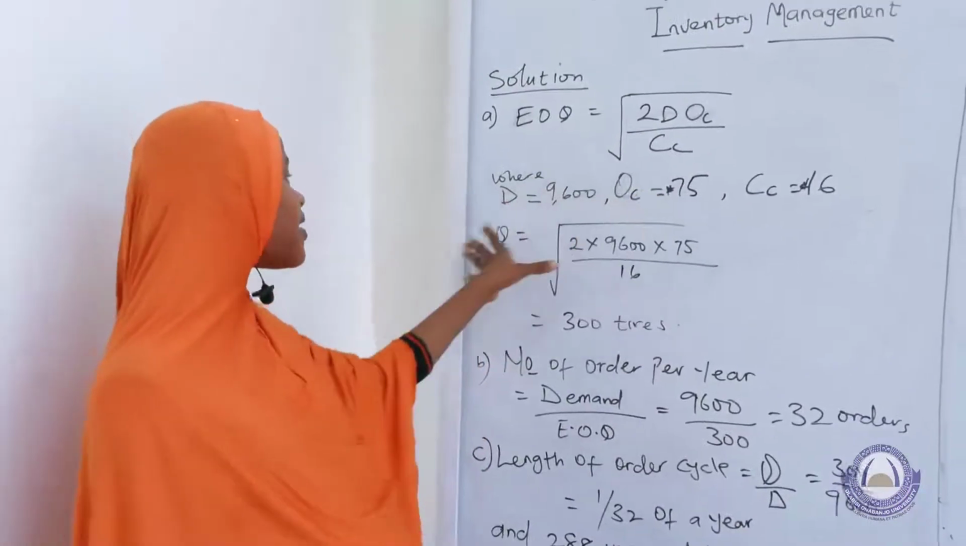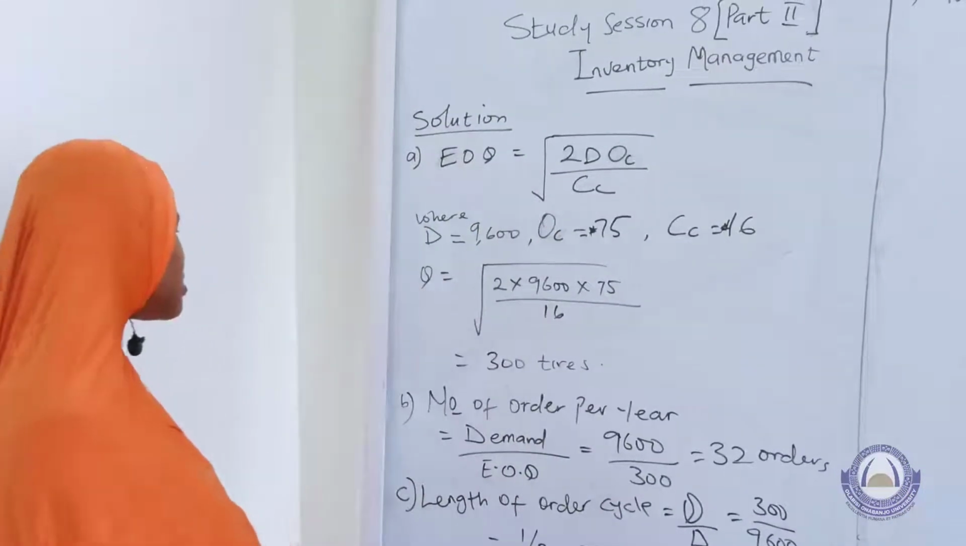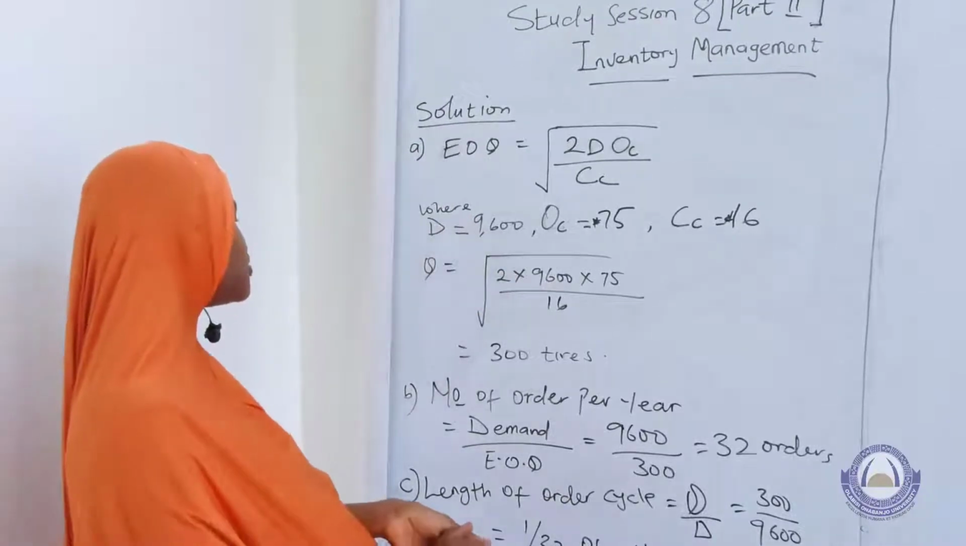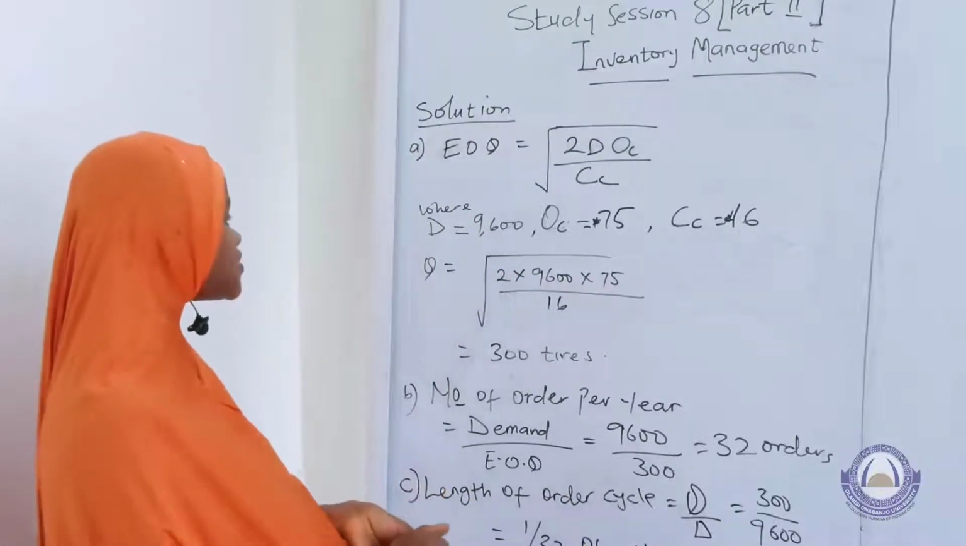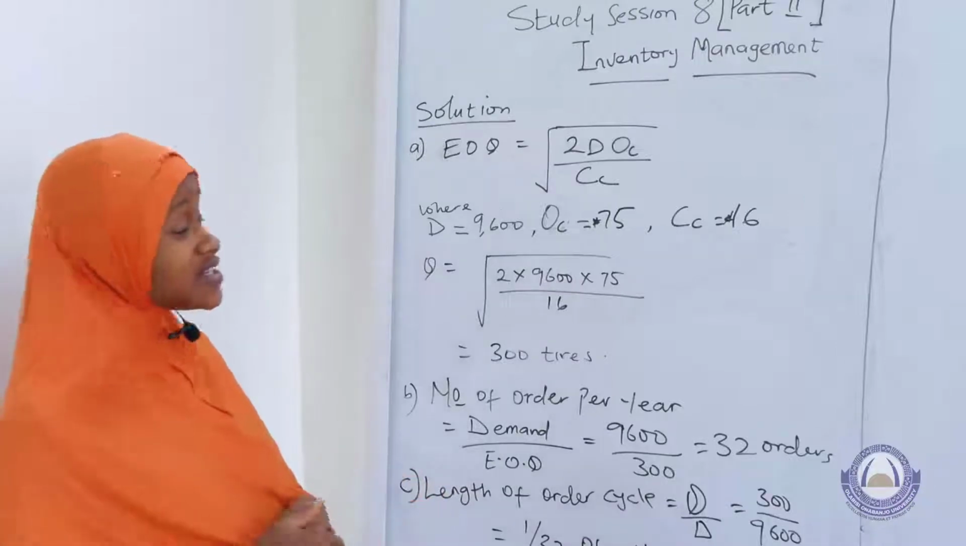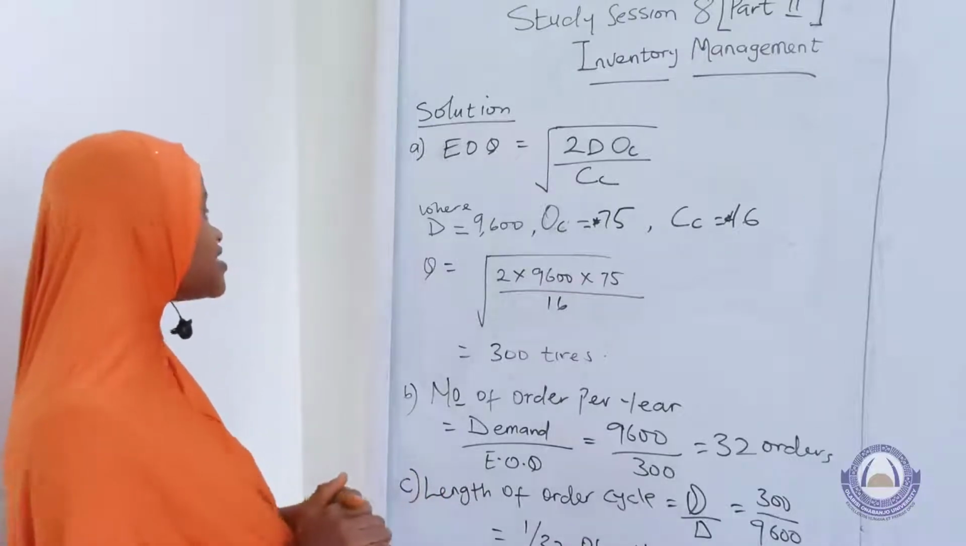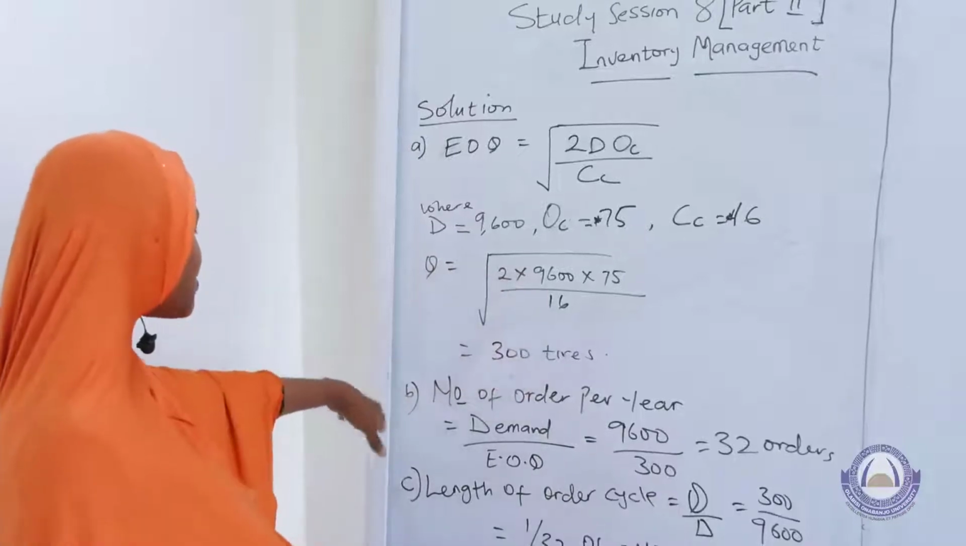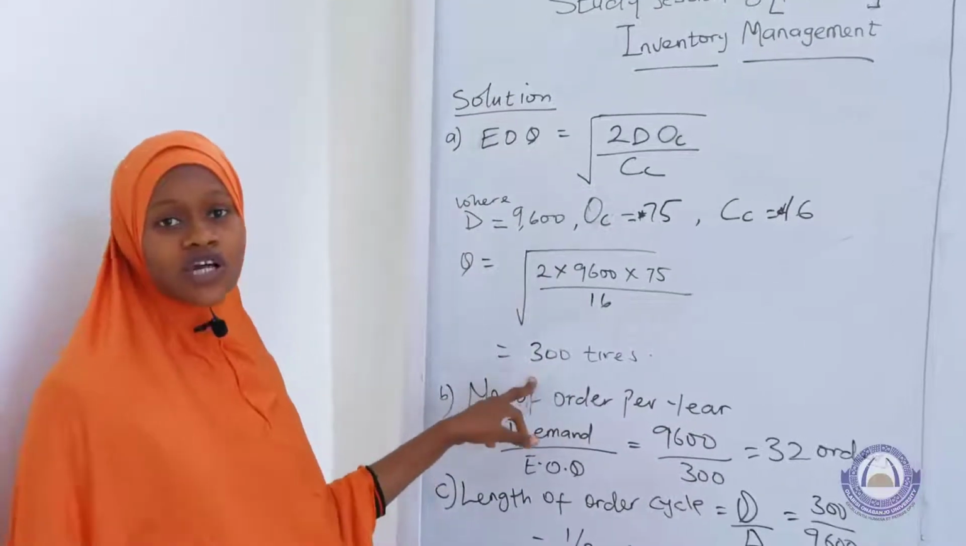To the solution, for our EOQ, we substitute our values in our formula. Our D is 9,600 units. Ordering cost per order is 75 naira and our carrying cost per unit is 16 naira. We substitute those values in our formula and arrive at our Q to be 300 tires.